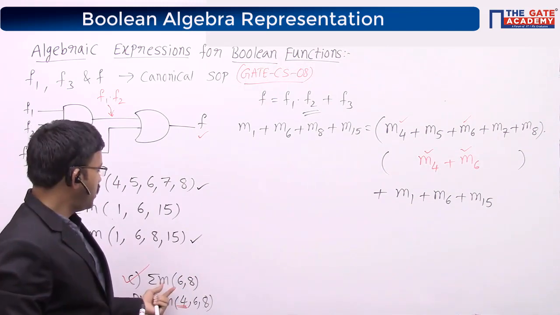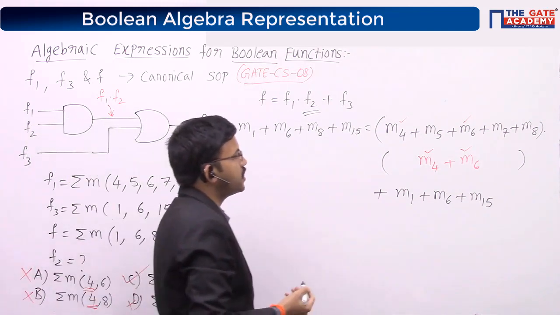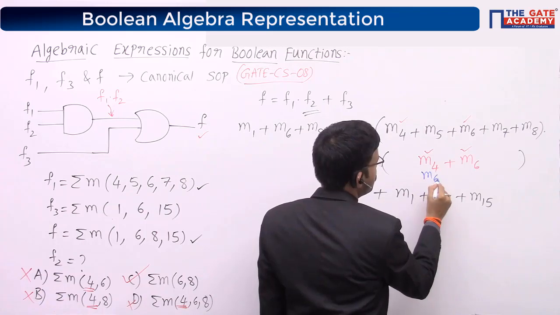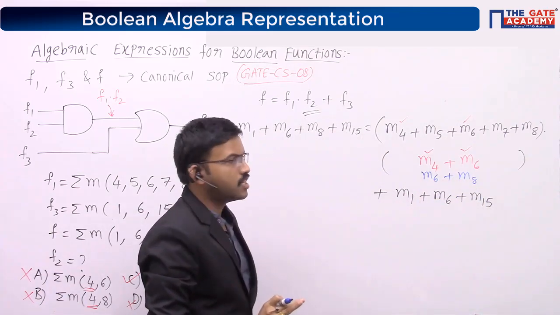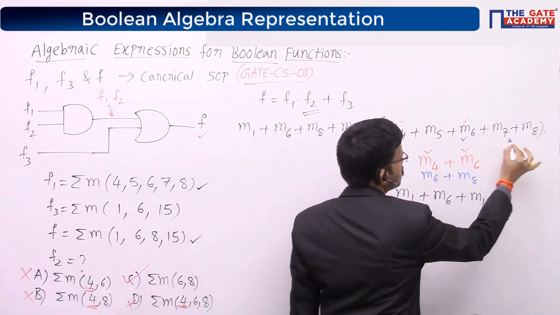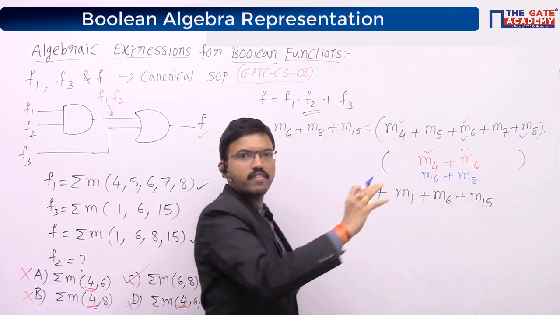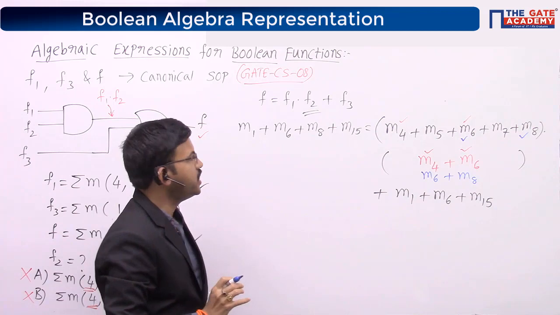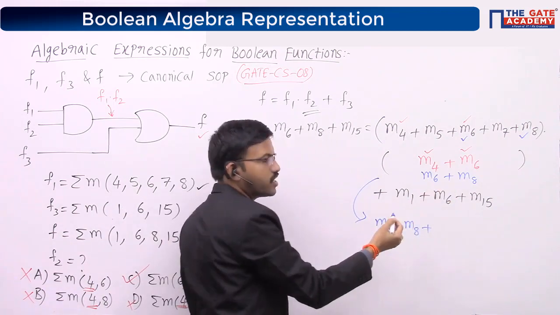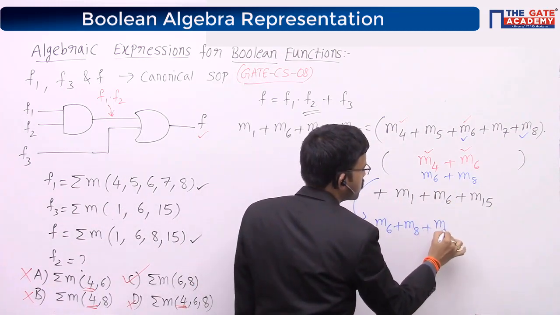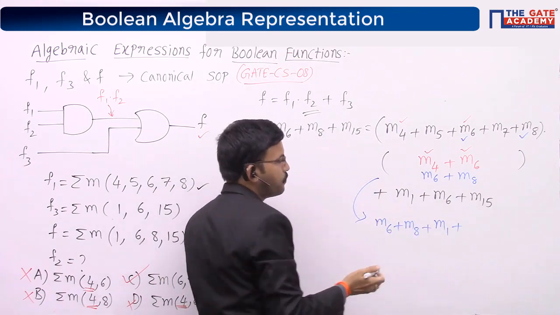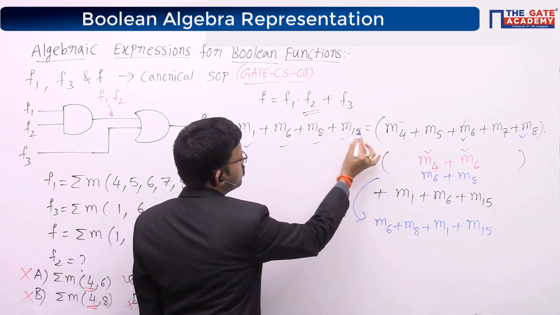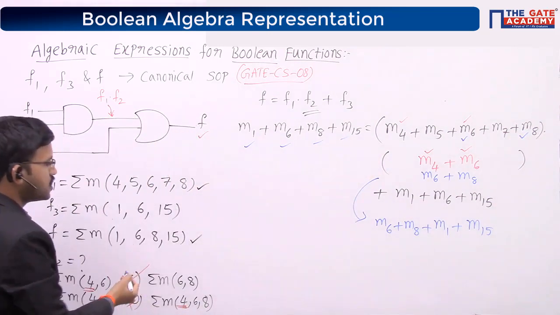Here I am having M6, M8. So I am considering M6 plus M8. Here I have two minterms M6, M8, and here also I have those two minterms. So the output I will get is M6 plus M8, right? Plus, whatever minterms are there, I am writing once again: M1, M6. M6 plus M6 is M6, you can write it one time. So you are getting 1, 6, 8, 15. That means option C is the correct one.